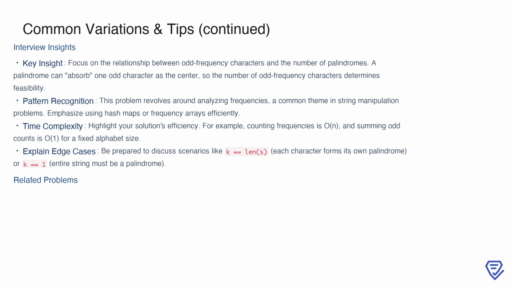Time complexity is another point to emphasize. Counting frequencies takes O(n), while summing up odd counts is O(1) for a fixed alphabet size, making the solution highly efficient. Be prepared to discuss edge cases, such as when k equals the length of the string, meaning each character forms its own palindrome, or when k is 1, meaning the entire string must be a single palindrome.